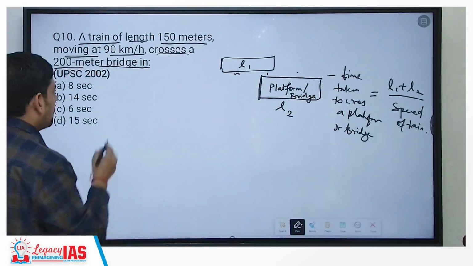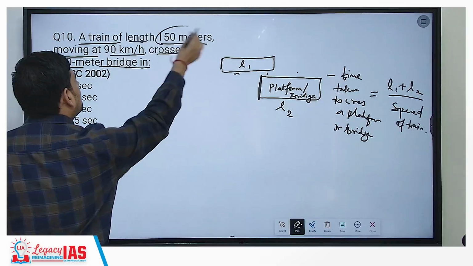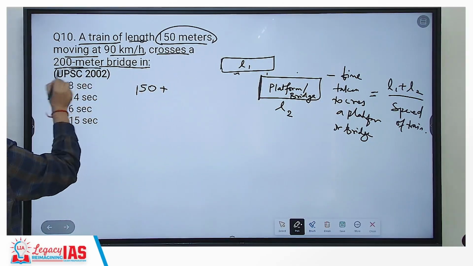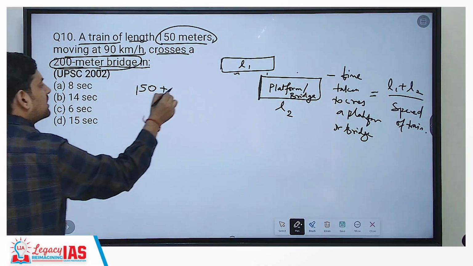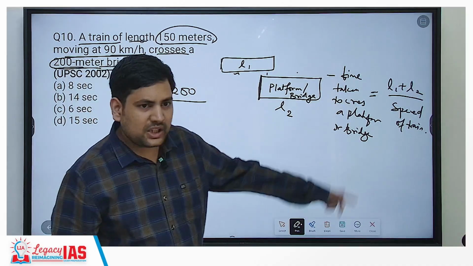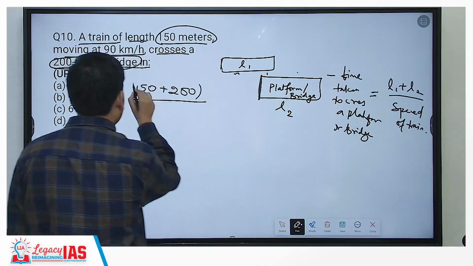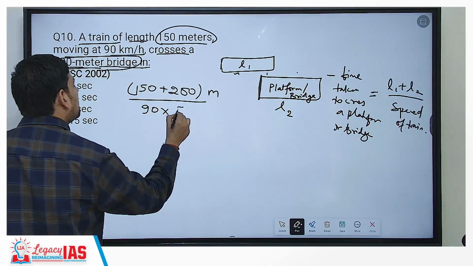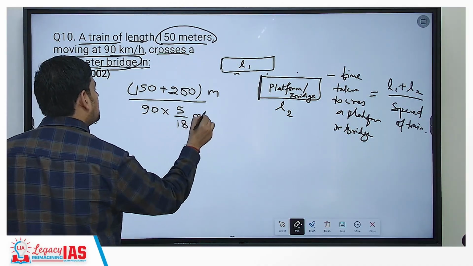So L1 plus L2. Now length of the train is 150. So 150 plus L2. L2 is what? 200-meter bridge. So this is the second length. So plus 200 divided by whatever is the speed of the train. Now this is in meters, so speed also has to be in meter. So this becomes 90 into 5 by 18 meter per second.